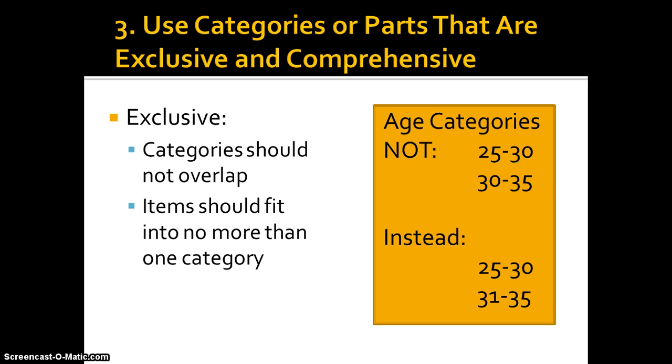All right, the next thing that I was going to talk about is we want to make sure that our categories are exclusive and comprehensive. Exclusive means that we don't have any overlap, that we don't have items that are going to fit into more than one category, because then that makes them a little bit confusing. So if we're going to classify professors based on age, we wouldn't use the categories 25 to 30 and then 30 to 35, because our 30-year-old professors would then fit into more than one category. Instead, we're going to say, here are all the professors 25 to 30, and then the next category is professors who are 31 to 35. That way there's no overlap.